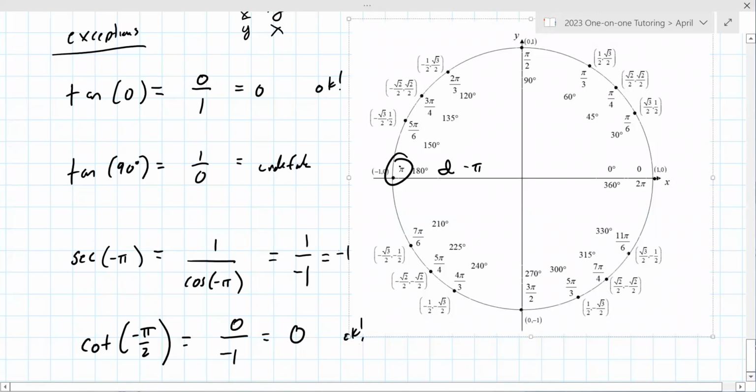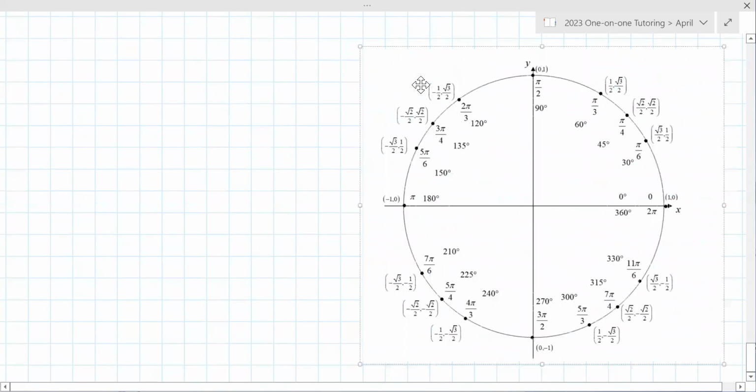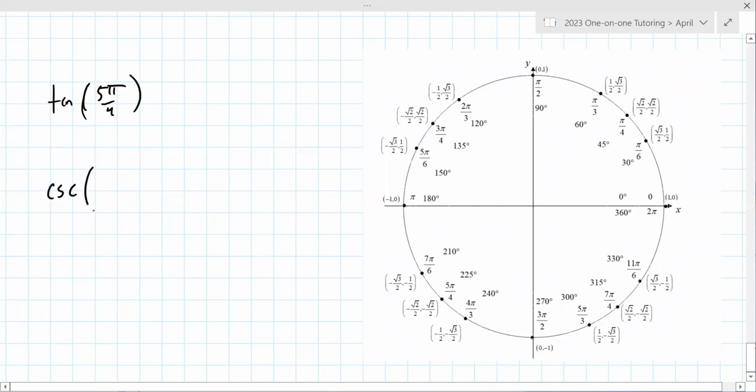So let me give you, let's do a few more here. Let's just have you do the tangent of 5 pi over 4. Come up with a couple for you to try here. The cosecant of... and here's a good one to look at.